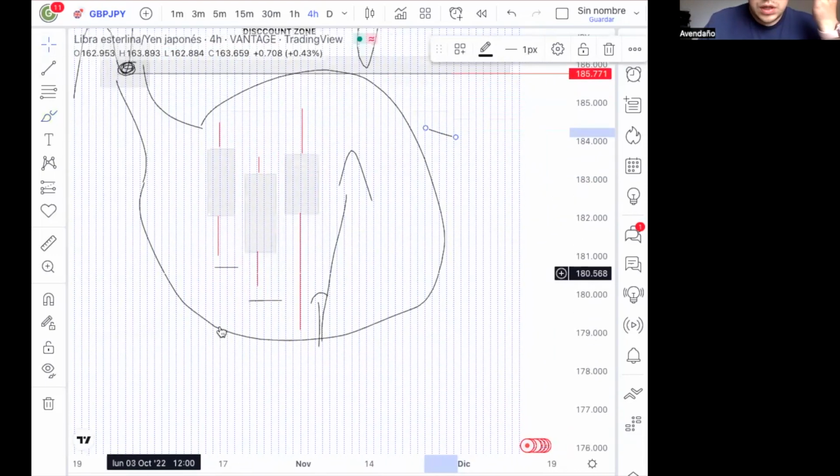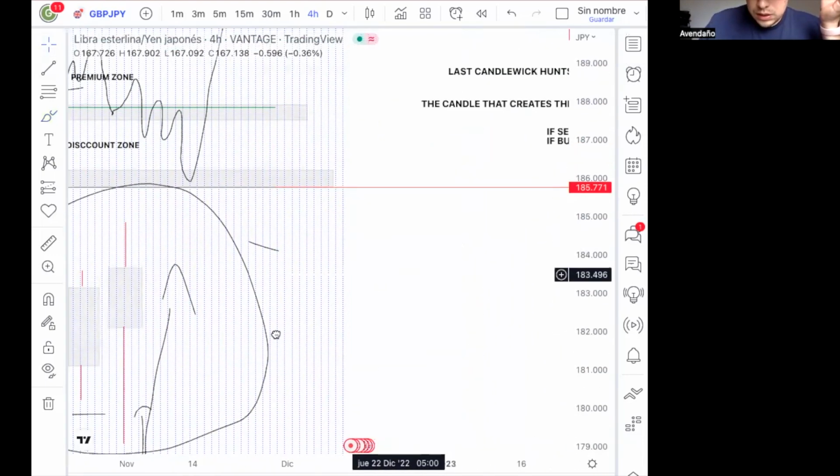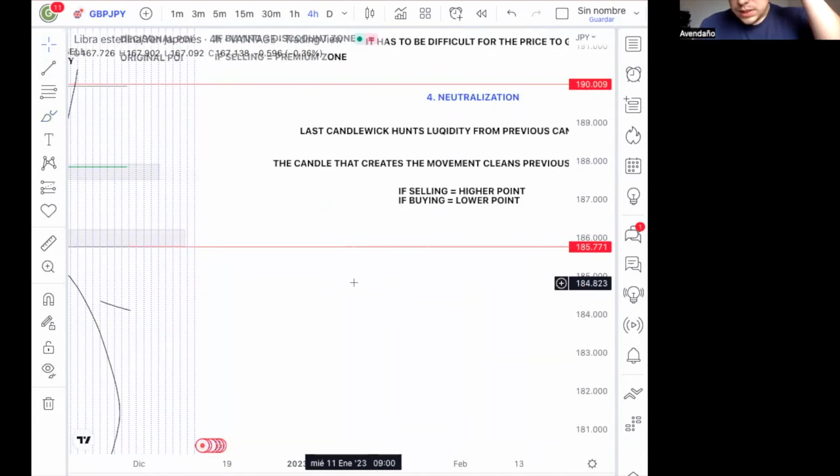You may be able to see it as I told you. Just keep this in mind: if you're selling, you will be seeing it in the higher point.